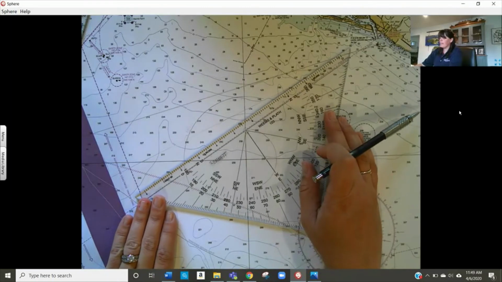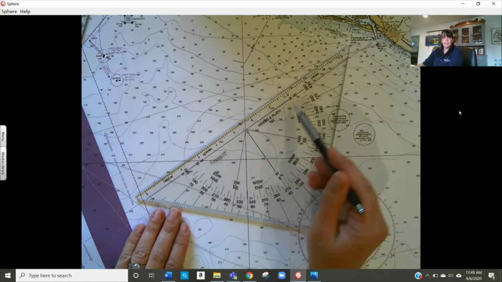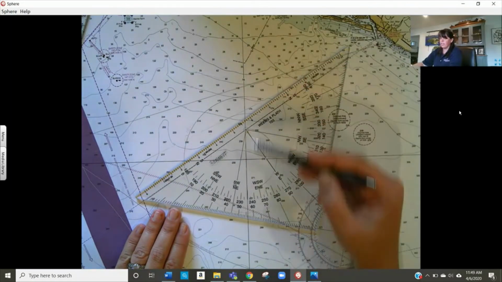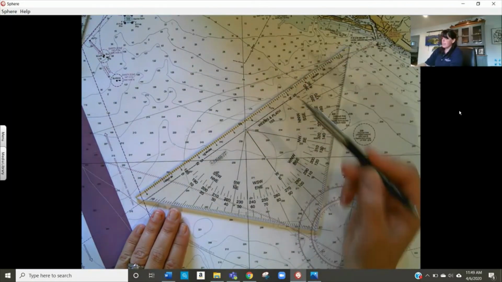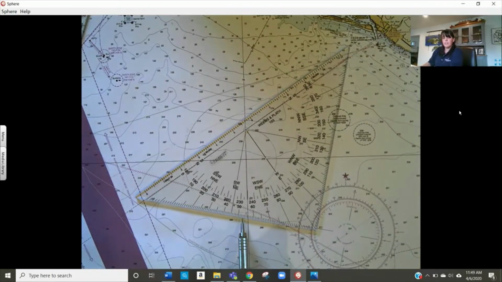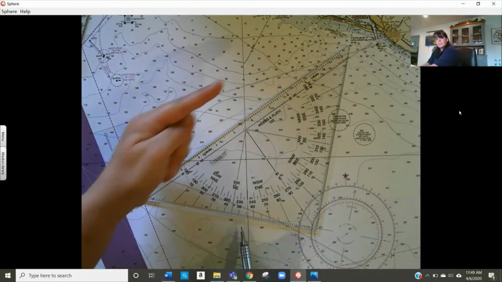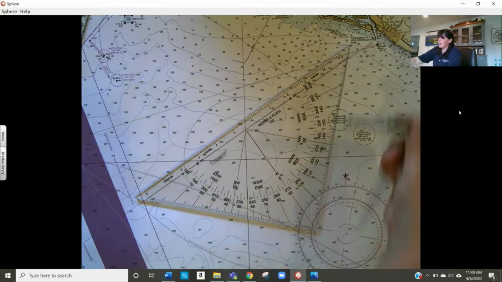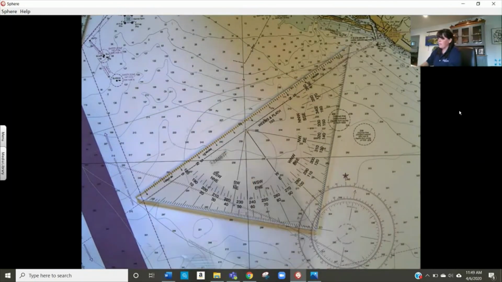So I have my black line on the line in question, and I have my focal point on a meridian or a vertical line. And then all I do is read the compass down at the bottom here to find my course. So if I was going this direction, I would have 0, 5, 6. If I was going this direction, I would have 2, 3, 6.